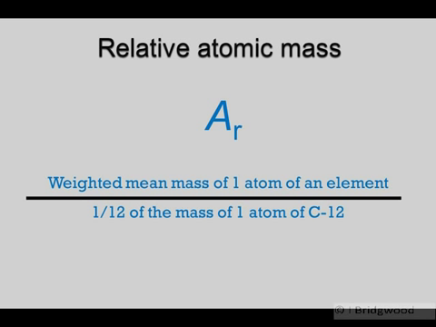But of course, relative atomic mass really involves weighing these particles. So how do we go about weighing one atom of an element, or even one atom of carbon-12? Well, one way of doing it is to use a mass spectrometer.